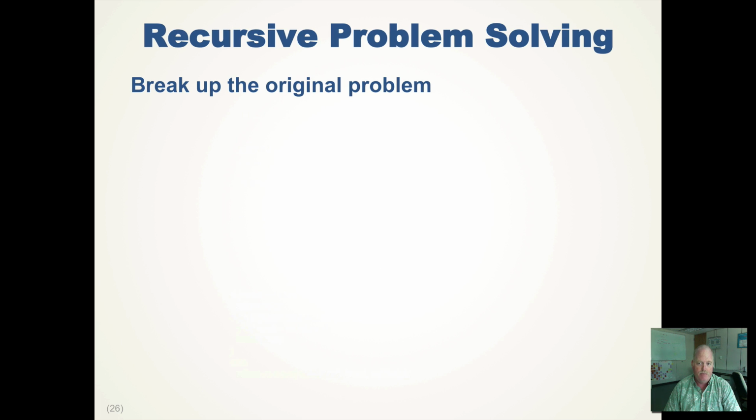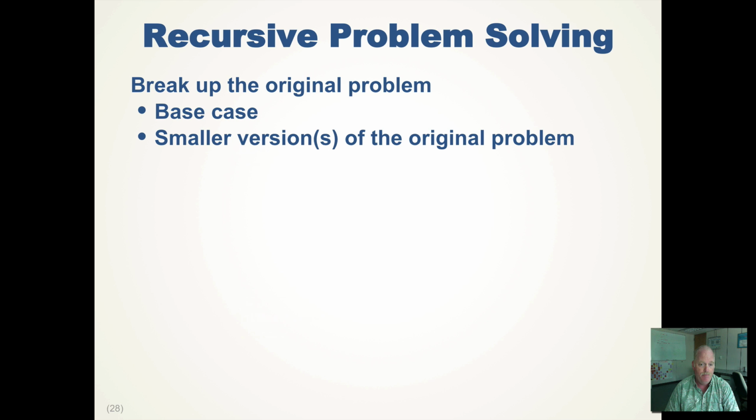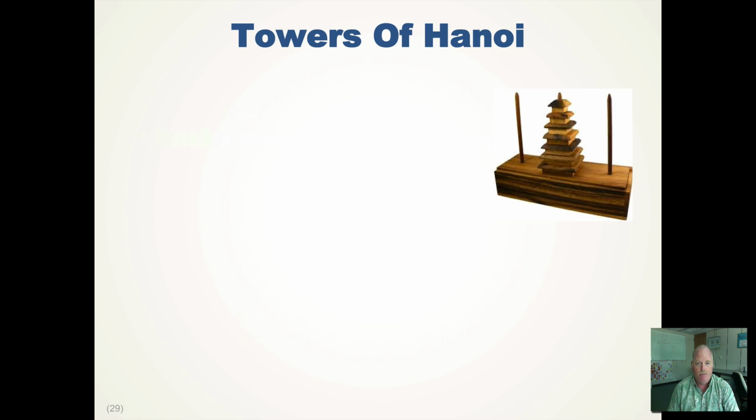Back to recursive problem solving, we'll talk about how we design the problem solving solution. You break up the original problem into a base case or cases that you can solve easily, and then you break up the problem into smaller versions of the original problem, solve them recursively, and then combine the results. For example, the Tower of Hanoi problem, a classic puzzle game.